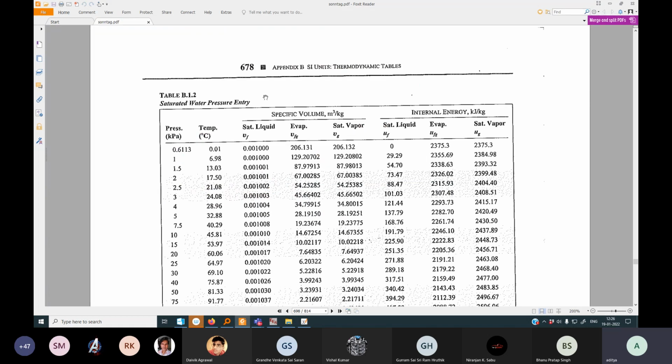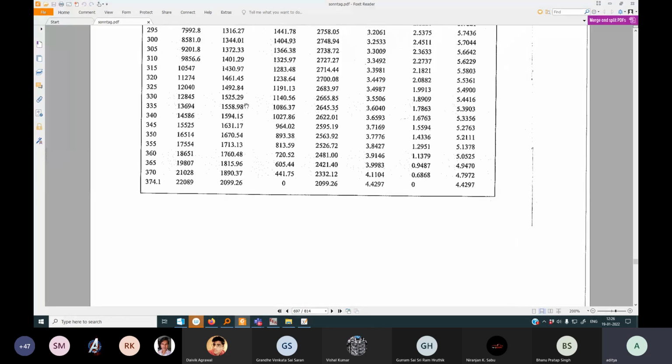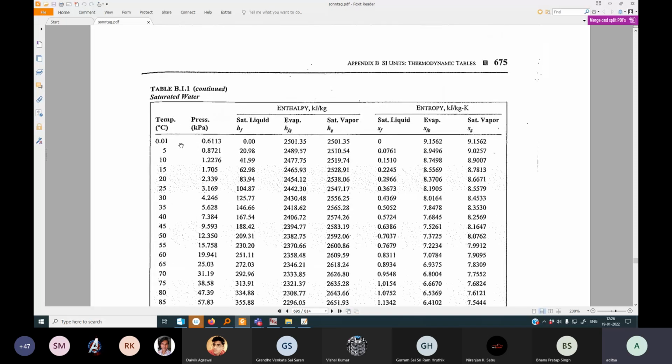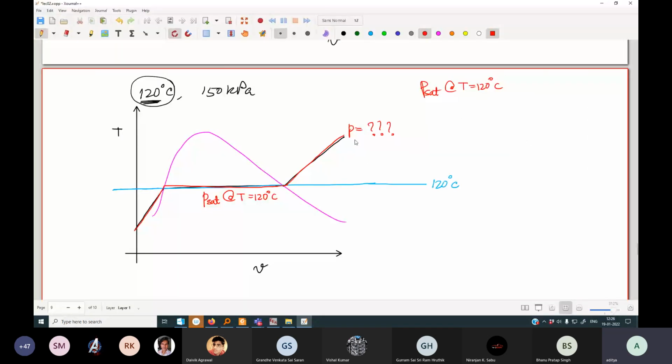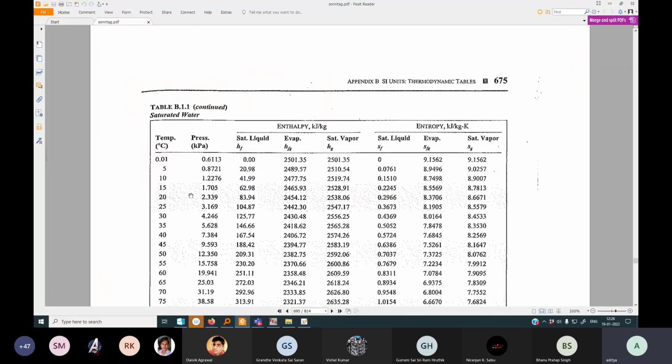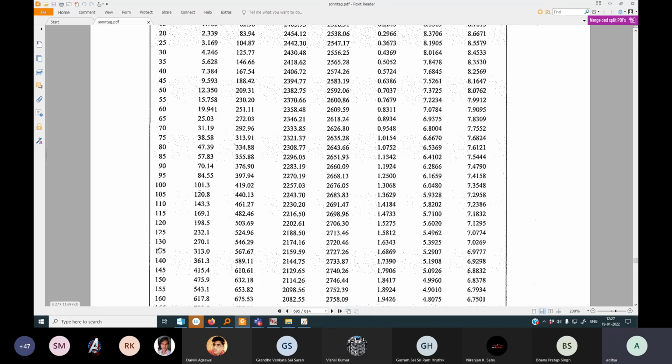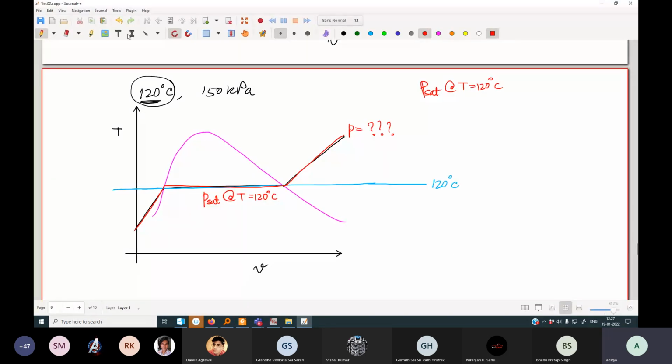So which entry should I look at? I have the saturated water pressure entry, but I will again go to the saturated water temperature entry. These are the temperature entries, and the temperature under consideration is 120 degrees Celsius. So I will go to 120 degrees Celsius. The corresponding pressure turns out to be 198.5 kilopascal. So at 120 degrees Celsius, this pressure is going to be 198.5 kilopascal.